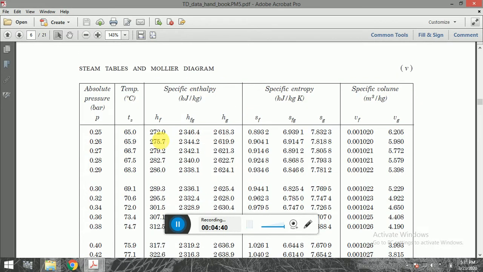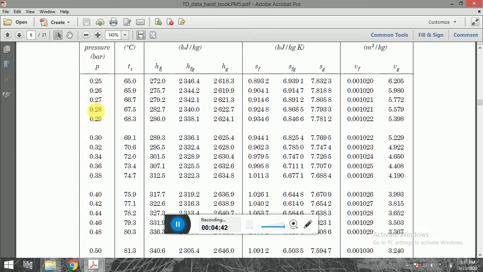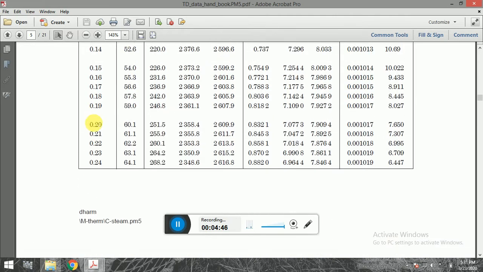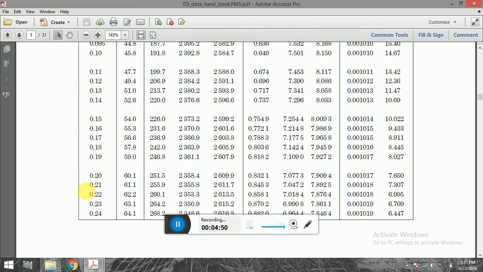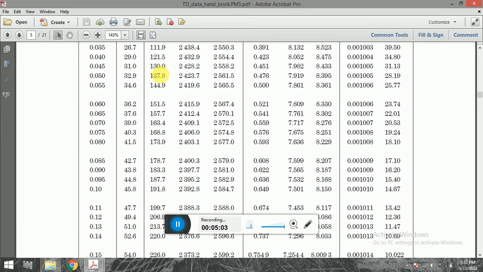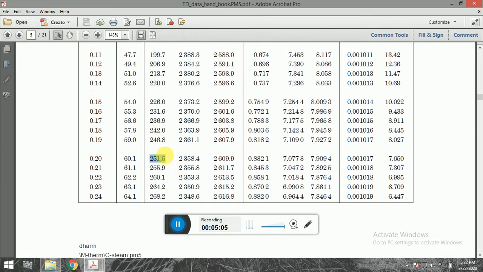So we look through the pressure. We know our condenser pressure is 0.2 bar, so we look at 0.2 bar. There you can look at hf, because our fluid is completely in liquid form. It is in saturated liquid form. So we take hf as 251.5 kilojoule per kg.